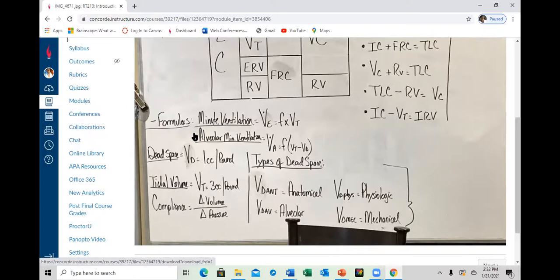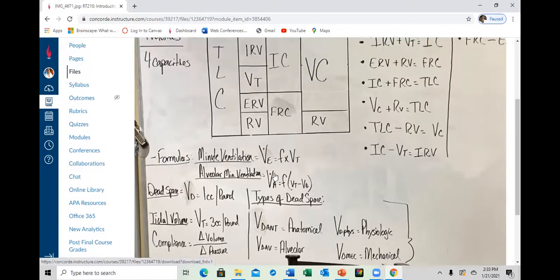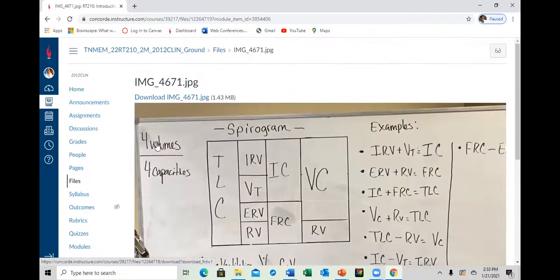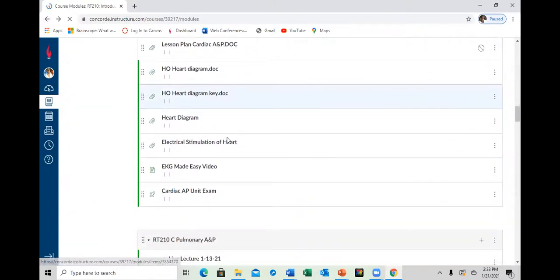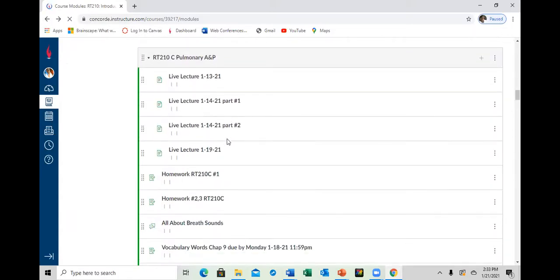Minute ventilation formula, alveolar minute ventilation formula, dead space. What is it to find dead space? How do I find the tidal volume if I don't know? And here goes compliance: change in volume over change in pressure. And then the 4 types of dead space: anatomical, alveolar, physiologic, and mechanical. You're going to learn those when we get to them. I'm just showing you the board. You can go back and look to get the information you might need. That's the first one. Let me see what's on the second.